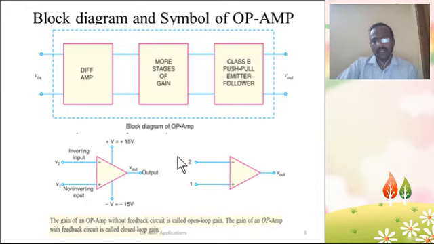So this is a symbolic representation of the operational amplifier. It has three important terminals. One is the non-inverting input terminal. This means the positive terminal. Another one is called the inverting input terminal. This means the negative terminal. These two terminals are input terminals. So this is the output terminal. We measure the output voltage across the terminal with respect to the ground.